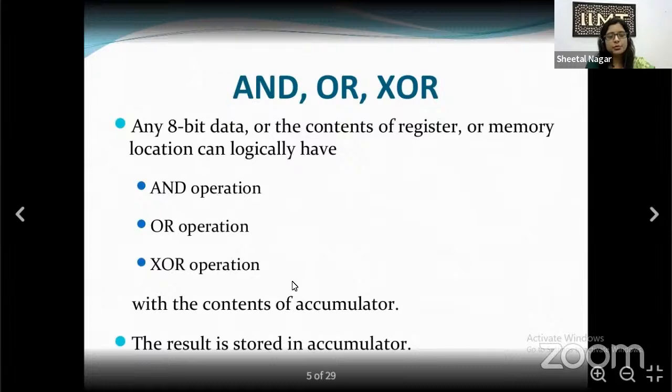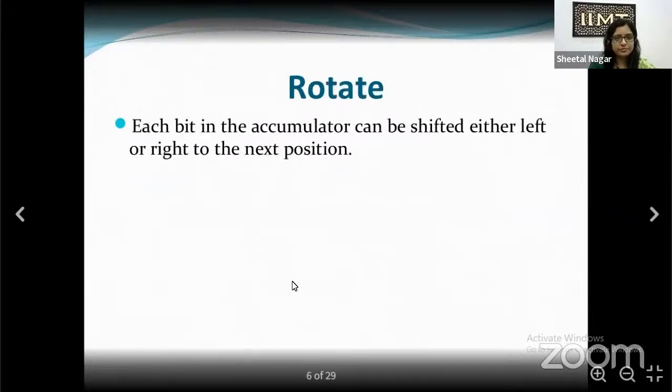If we are taking 2 data, first one number must be in the accumulator, any one content will be saved in the accumulator only, and then the other one we will take in any general purpose register. After the logical operation, the result will be stored in accumulator only. Accumulator and all general purpose registers in 8085 microprocessor are 8-bit only.